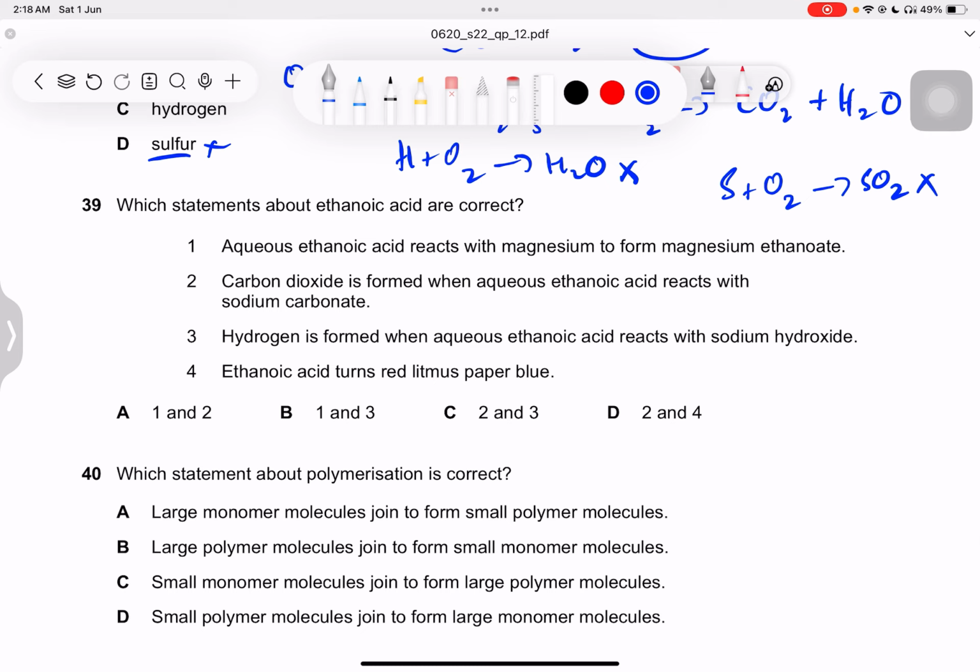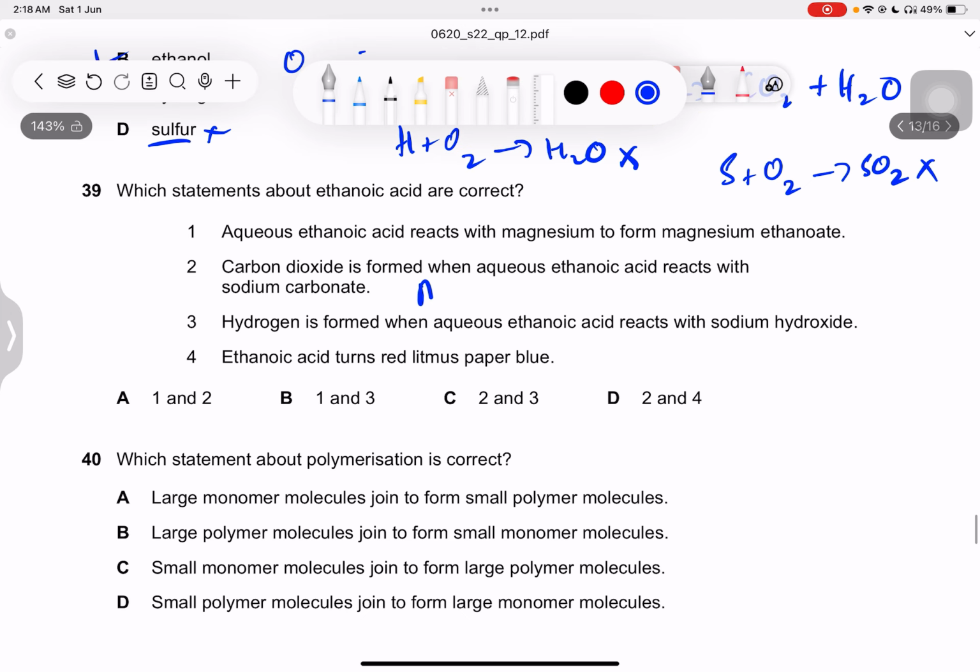Which statements about ethanoic acid are correct? Aqueous ethanoic acid reacts with magnesium to form magnesium ethanoate. So this is correct. Let me show you the reaction. Carbon dioxide is formed when aqueous ethanoic acid reacts with sodium carbonate. Yes. Acid plus carbonate, we get salt plus water plus carbon dioxide. So this is definitely correct.